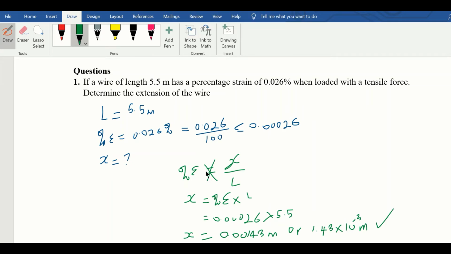So we are saying that the extension of the wire, due to the tensile force that was applied on that wire, is 0.00143 meters. This tells you that it is very small, that you might not be able to notice it. So sometimes the strain or the extension are very, very small. Okay?